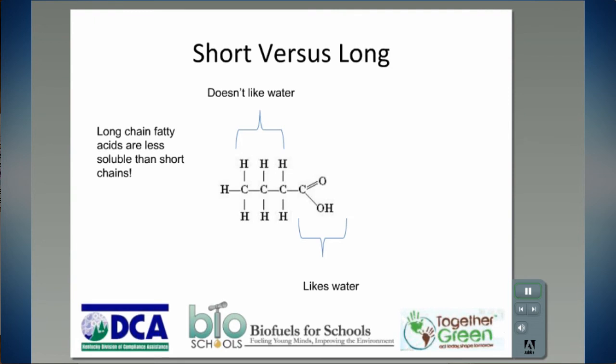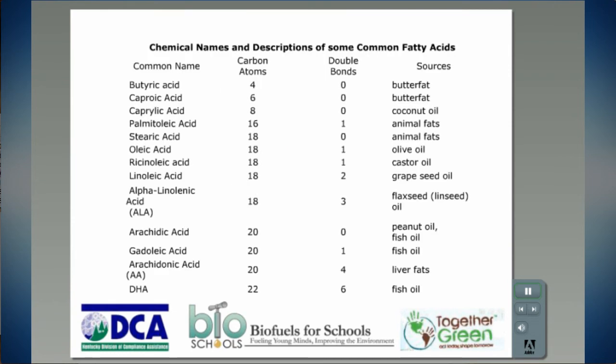Long-chain fatty acids are less soluble than short chains. Here are some examples of the types of fatty acids and how many carbon atoms are in the structure, along with how many double bonds. You will also notice the sources of these common fatty acids.